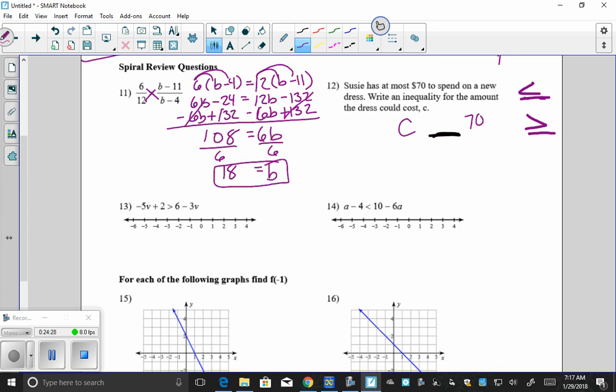Well, 70 is the most she can spend. So that's the biggest the number will ever get. So because it's the biggest, our inequality symbol will eat the 70. Okay? So this is the answer. C is less than or equal to 70.